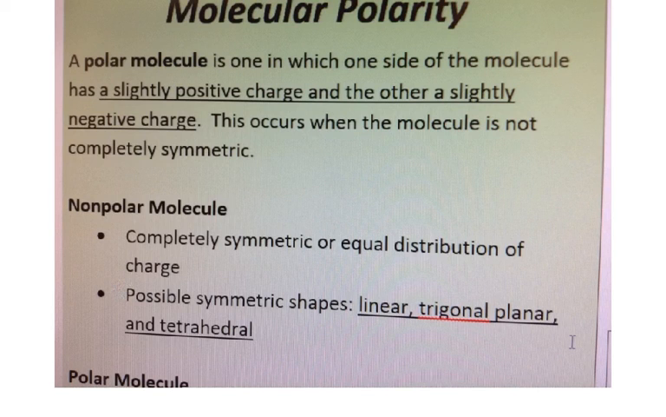Now that we know about bond polarity, we're going to focus on molecular polarity. Whereas bond polarity is between one atom and another atom, molecular polarity is how polar the molecule is as a whole. Is there a draw of electrons going in one direction versus another, or is it overall balanced? It really depends on whether the molecule is symmetric or not as far as the electrons go.